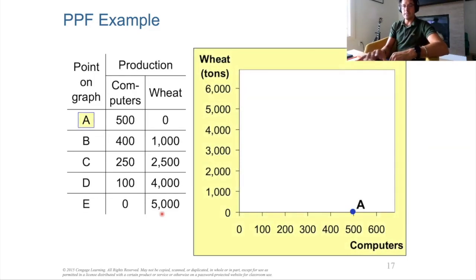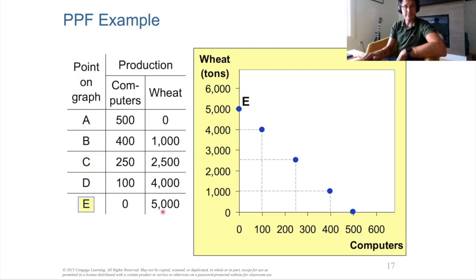Let's start with point A. With 50,000 labor hours and 100 labor hours per computer, if we use all these labor hours to produce computers, we have this point A on the graph, with computers on the horizontal axis and tons of wheat on the vertical axis. So here you have 500 computers and 0 wheat. Then we can plot point B, 400 computers and 1,000 tons of wheat. And we keep going, C, D, E, up to the point where E is specialized in the production of wheat.